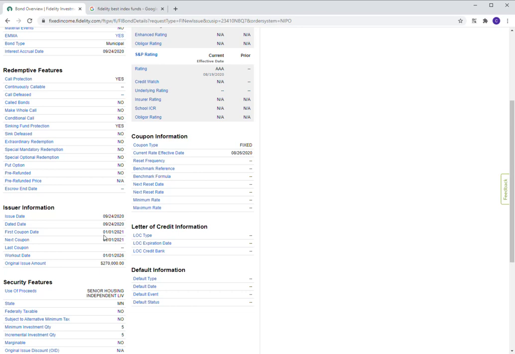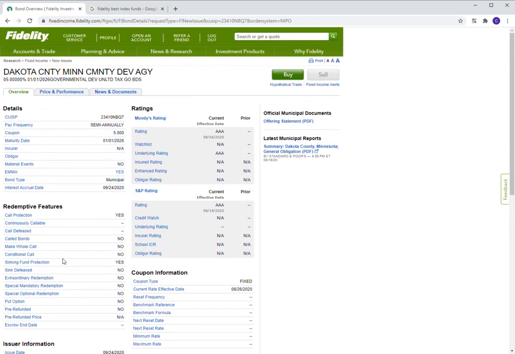You can click buy up here at the top, which I'm not going to do because I'm not going to buy this bond right now, although it doesn't look like too bad of an option. But that's really it, guys. That is how you buy a bond on Fidelity. And I'm assuming the process is, again, probably similar with any brokerage account.